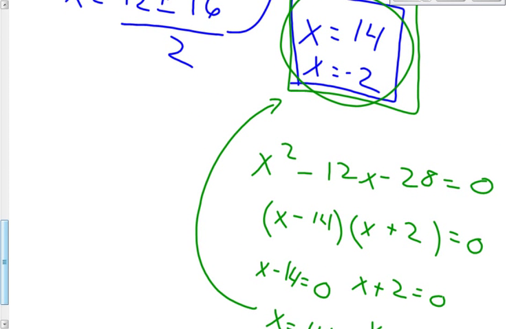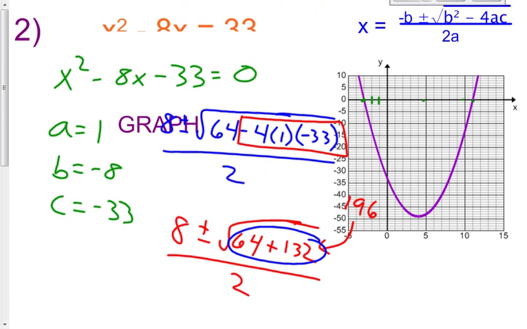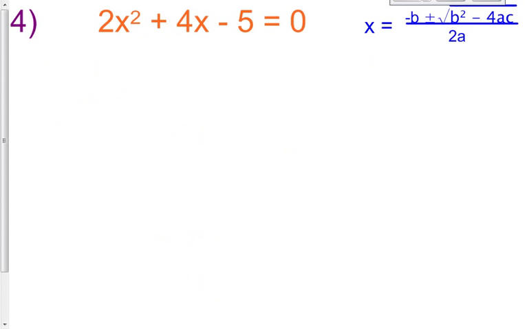So you might ask, Mr. Berge, why do we need to use the quadratic formula when factoring is so much easier and so much faster? The answer to that question is problem number 4. Problem number 4 cannot be factored. You can try and try until you're blue in the face, and it will never be able to be factored. However, you can use the quadratic formula and still get an answer. So that's the beauty of using the quadratic formula.